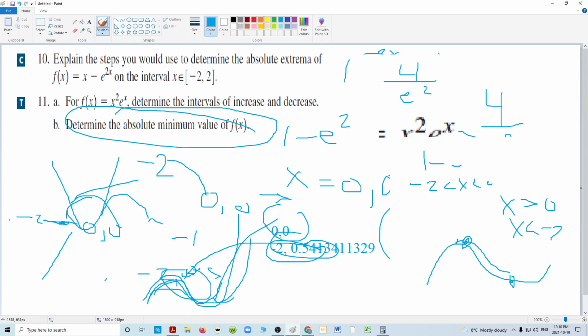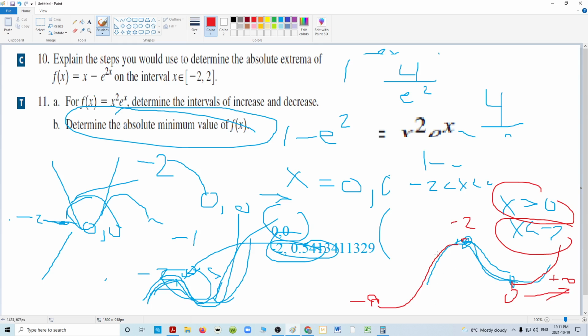So this is the only spot where it's decreasing. And these two spots here, negative infinity, all the way up to minus 2, which is that. And from this point, 0 all the way up to positive infinity, which is that. So red's the intervals of decrease, and blue's the intervals of increase. And what's the absolute minimum? We've determined it's 0, 0.